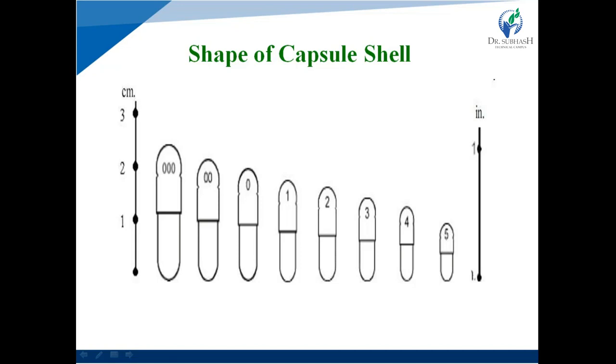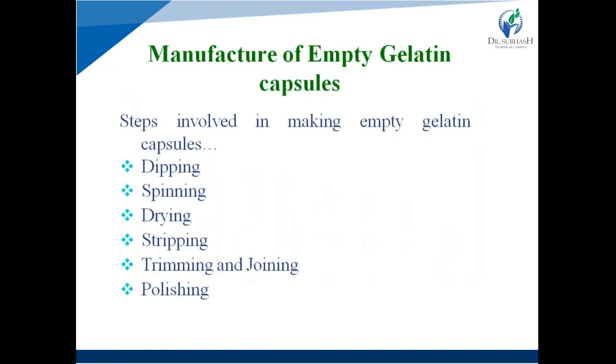Next one is manufacturing of empty gelatin capsules. Steps that are involved in making empty gelatin capsules: first one is dipping, second one is spinning, next one is drying, stripping, trimming, joining, and polishing.